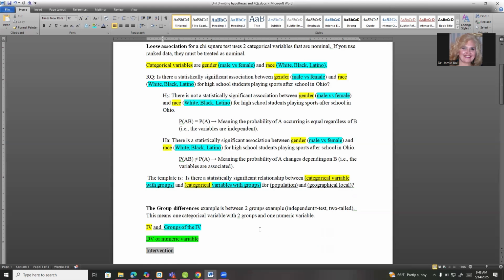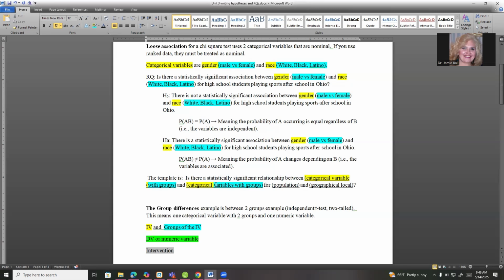Now I put for all of you a template in case you wanted to use the way I write research questions. So here it is. For chi-square or association, it starts off this way. Is there a statistically significant relationship between, because I have to have two categorical variables for this type of test. Here's categorical variable with groups in parentheses, right?